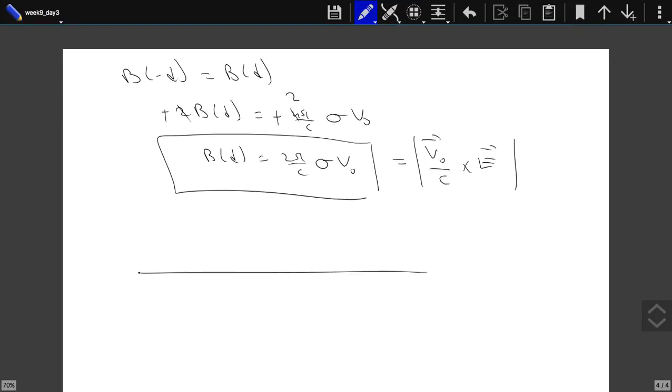Let's see. Let me just redraw it. And furthermore, in fact, B is equal to V0 over c cross E. What is the direction of V0? V0 is inwards. At this point, what is the direction of E? Upward. V0 is inward. What is the direction of V0 cross E? To the right.